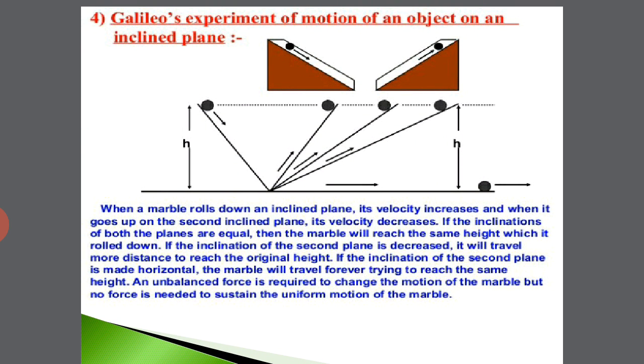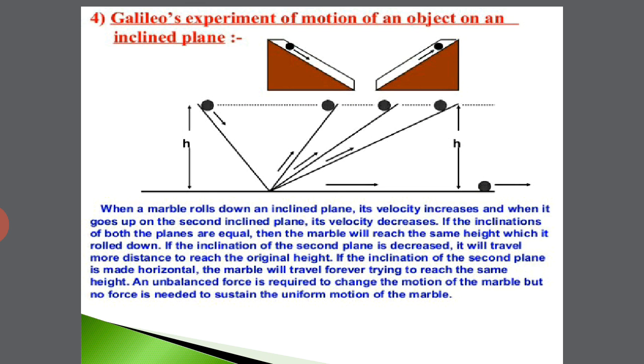Galileo's experiment of motion of an object on an inclined plane. You can see in the picture, there are slopes. The ball will fall from the top side and move up on the other side. When a marble rolls down an inclined plane, its velocity increases, and when it goes up the second inclined plane, its velocity decreases.